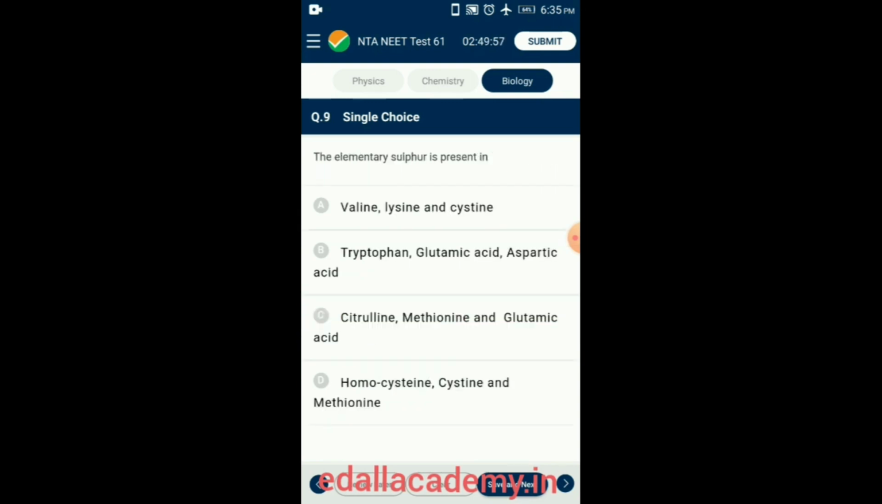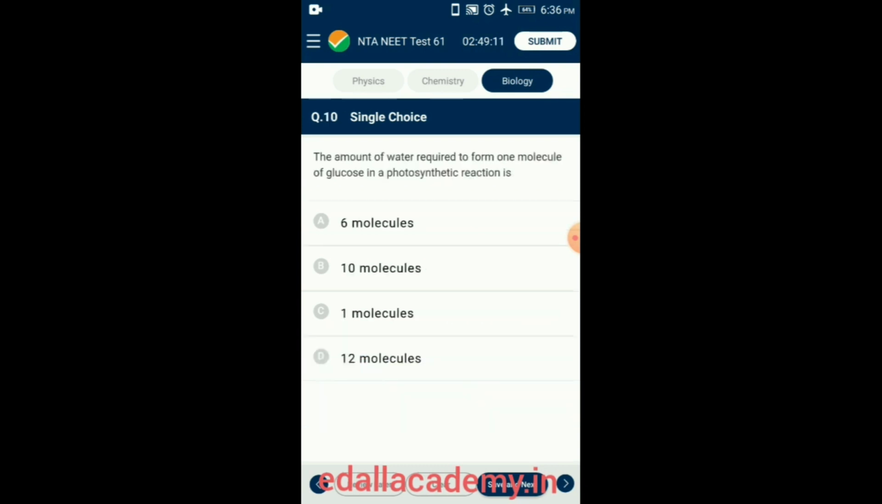Then the next question is question number 9. The elementary sulfur is present in. Amino acids are amphoteric in nature, both acidic and alkyl groups present. Sulfur containing amino acids are cysteine, methionine, and homocysteine is a non-protein amino acid. So the answer for this question is option D, homocysteine, cysteine and methionine.